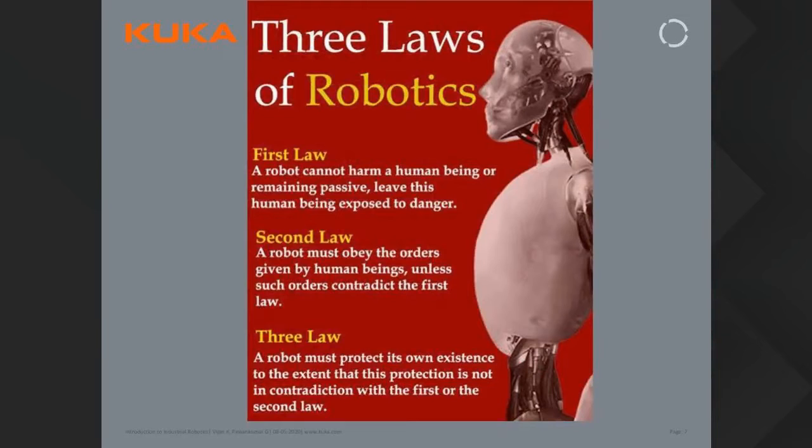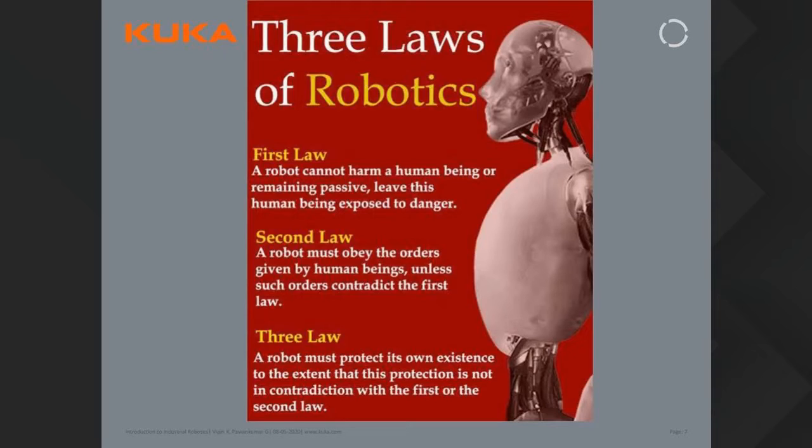Every robot should follow the three laws of robotics, which are globally accepted. The first law says that a robot cannot harm a human at any stage. The second law says that the robot should obey human orders. Whatever the human gives as input or order, the robot should follow, but without harming humans, meaning without violating the first law.